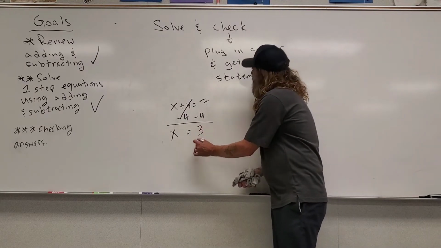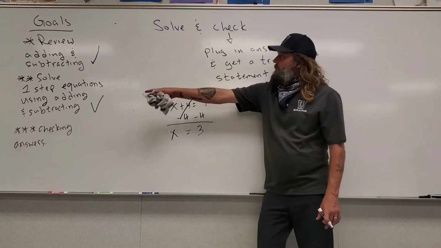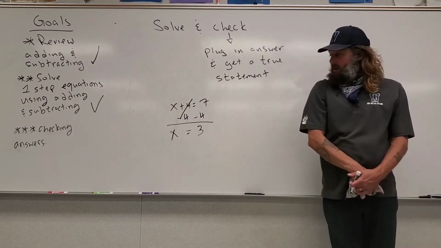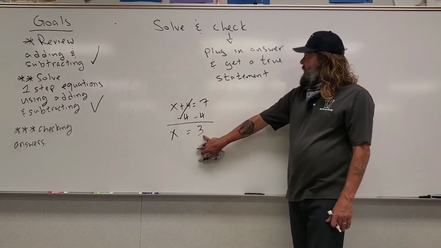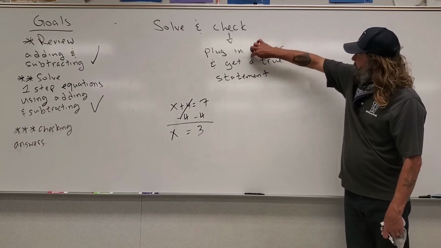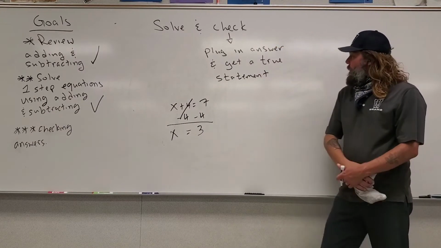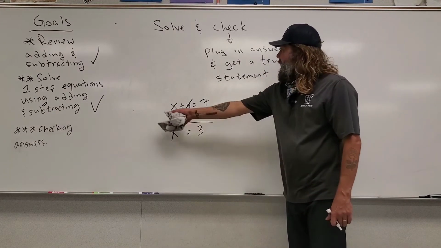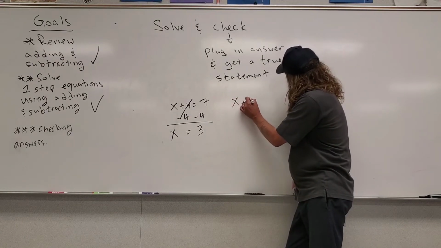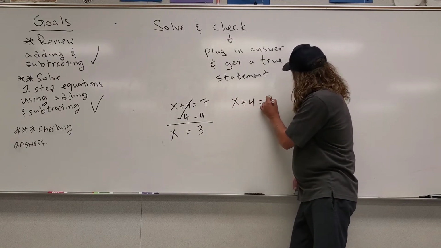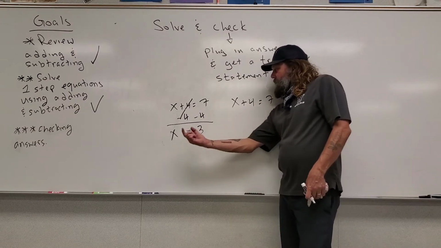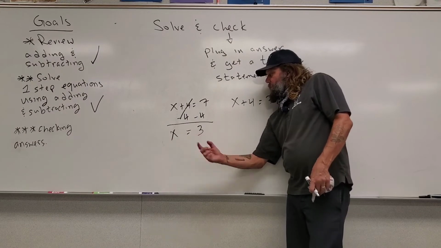Alright? So I've solved it. I've done my steps. But now I need to check it. I need to make sure that this is the correct answer. And remember, when I check, I'm going to plug in the answer, and I have to get a true statement. And where I plug my answer is into my original equation. So my original equation was x plus 4 is equal to 7. And I'm going to replace this x with the 3.